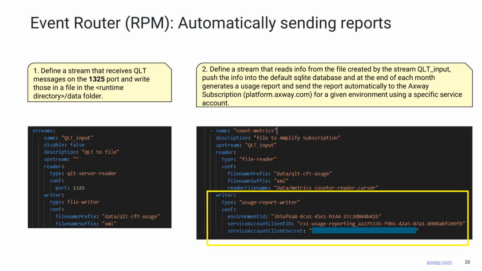Here are some configuration samples for automatically sending reports. You can see the stream QLT_input that receives QLT messages from TransferCFT on the 1325 port and writes those in a file in the runtime directory. And the new stream, count metrics, that reads info from the first stream, pushes the info into the default SQLite database with a default frequency of 1 day, generates or updates the usage report, and sends the report automatically to the Axway subscription for a given environment using a specific service account.